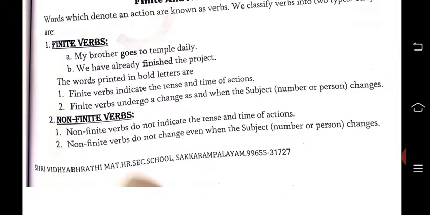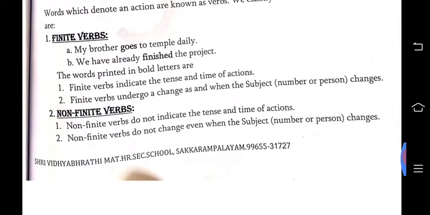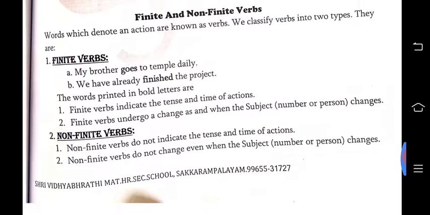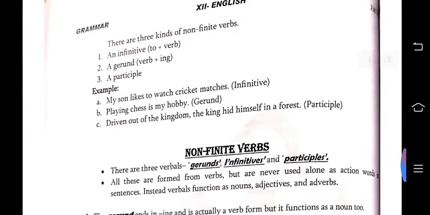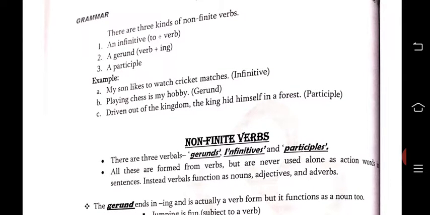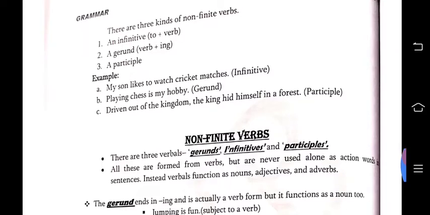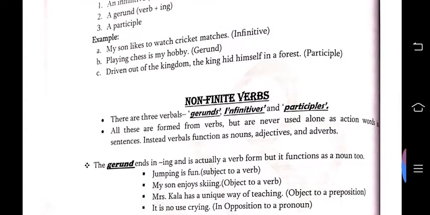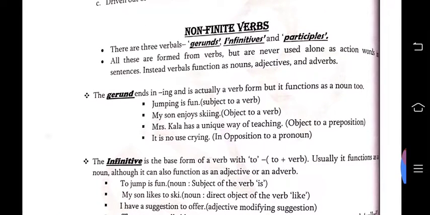Whereas non-finite verbs do not indicate the tense and time of action. Non-finite verbs do not change even when the subject, number or person changes. Okay, so see, there are three kinds of non-finite verbs: an infinitive, a gerund, a participle. My son likes to watch cricket matches. So that is infinitive, to watch. Playing chess is my hobby, gerund. Driven out of the kingdom, the king hid himself in a forest. So participle. Okay, so see, these are all the book examples which they have given in page number 154 and 155.